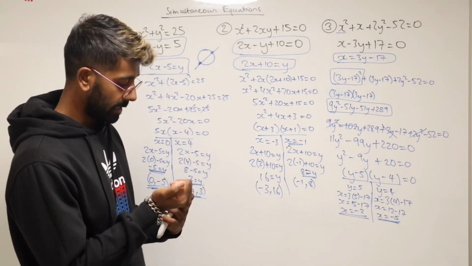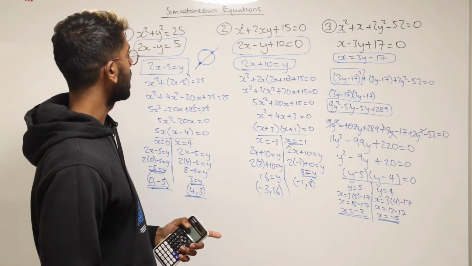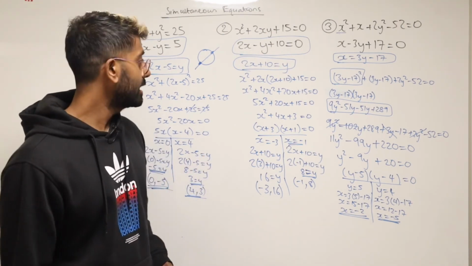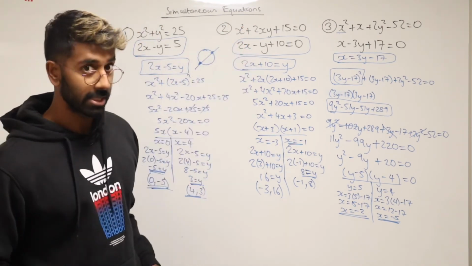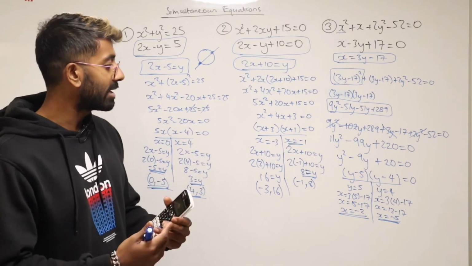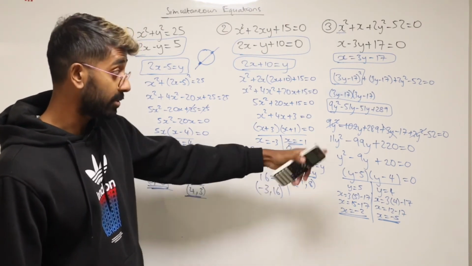There we go. So hopefully that makes solving some simultaneous equations quite easy. Make sure you always look to rearrange one of them and then substitute it into the next one. And remember, you could get anything up to 2 pairs of answers like we did for all of these in fact.